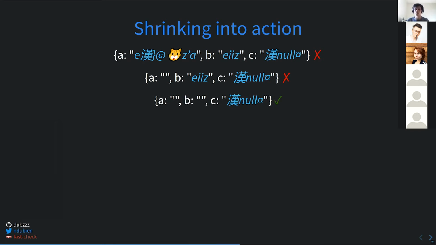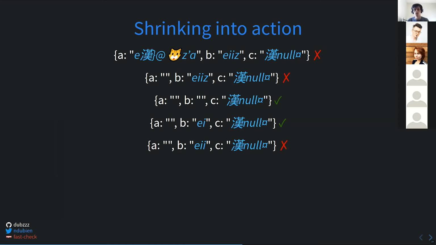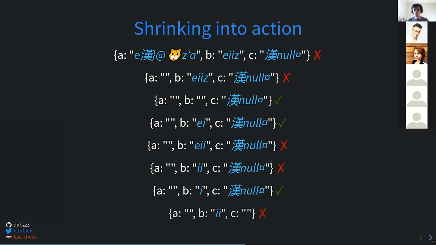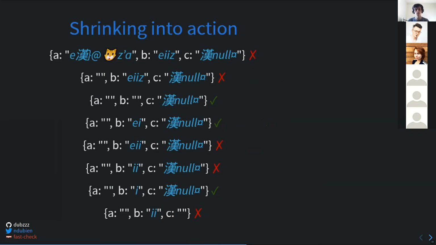So it means that with b empty, a empty, and c having the value we see there, we don't have the bug. So we'll try to add back some letters, and so on and so forth, until we get the minimal possible failure. In our case, this is the minimal possible failure. What is important is that property-based testing frameworks will most of the time do that for you. So you don't have to do that manually; they will do that for you.